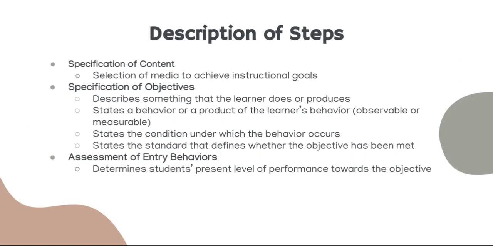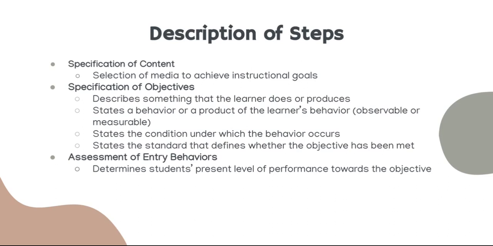Now we will examine each step of the model in closer detail. The first 2 steps are interconnected and synthesized. The specification of content concerns itself with the instructor's selection of media to achieve the objectives. The full scope of educational media should be considered in this step, from online learning platforms to more traditional paper and pen strategies. When specifying objectives, the instructor should aim to describe something that the learner does or produces.